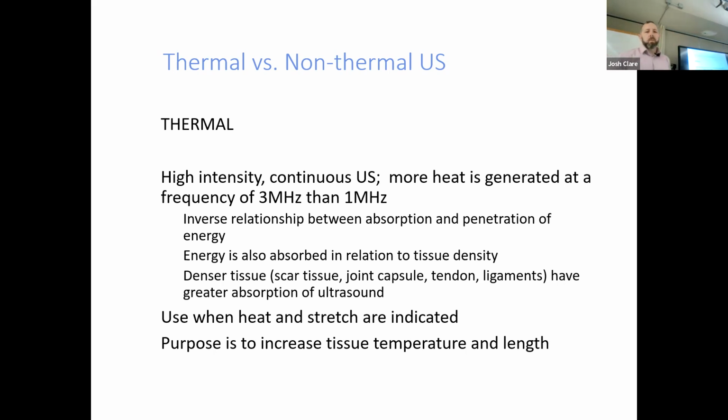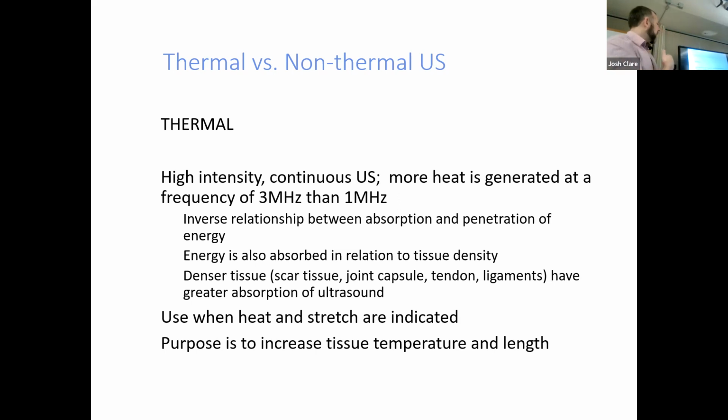So energy absorbed in relation to tissue density. So the denser the tissue, the greater absorption of that ultrasound. So if we have scar tissue and we need to put ultrasound through that scar tissue, we might not be penetrating that depth that we need to. Joint capsules, tendons, and ligaments will also absorb that energy more readily than a structure deeper to that. So that's good if that's the target that we want. Tough if we have to go through those things to get to the tissue we want.